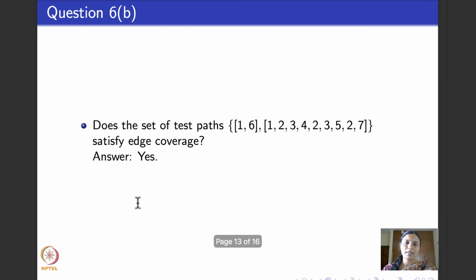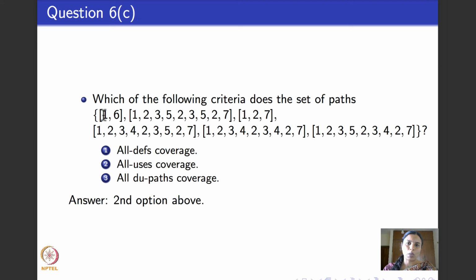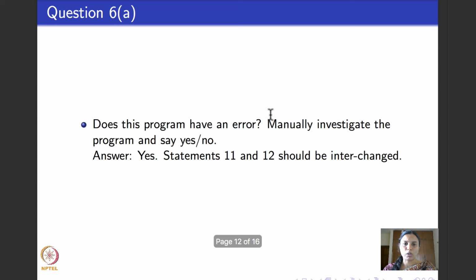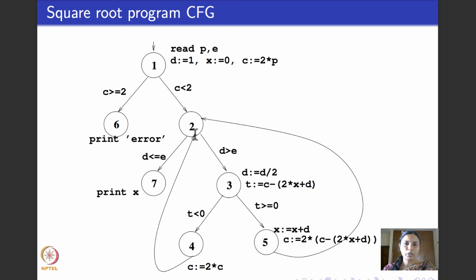So these paths that are given here do 1-6 separately, and then they had this one which we saw in the last question about edge coverage, and then it had 1-2-7. So let's go back and see what 1-2-7 is. 1-2-3 took this branch, 1-2-7 took this branch. Fine. So we seem to be doing fine.